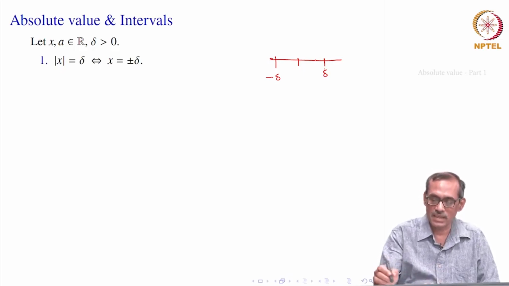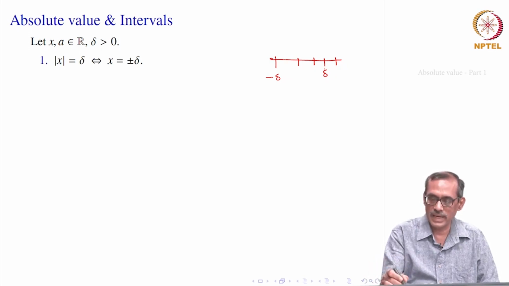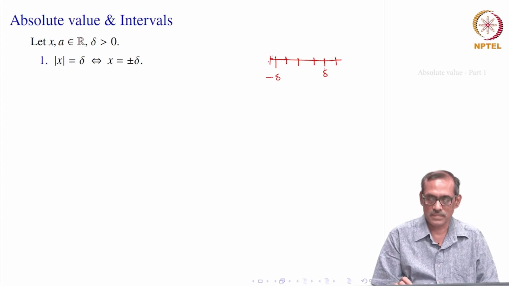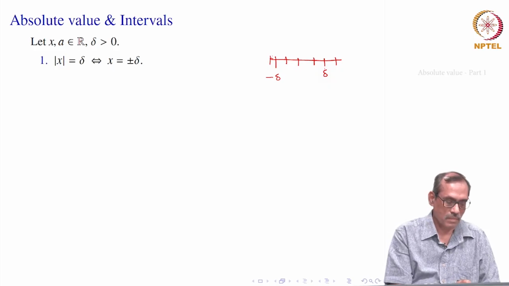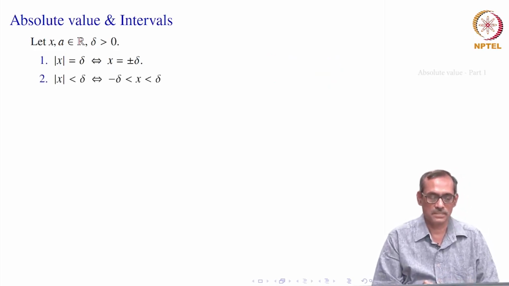In fact, if you take any other x, say x less than delta on the positive side, its modulus will be less than delta. If it is bigger, its modulus will be bigger than delta. Similarly, on the other side, if you take any x between minus delta and 0, its mod will be less than delta. If you take anything to the left of minus delta, its mod will again be bigger than delta. That is, mod x equals delta means we have only two possibilities: either it is delta or it is minus delta.